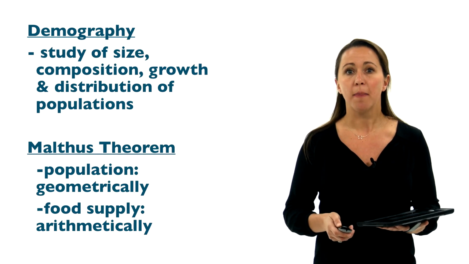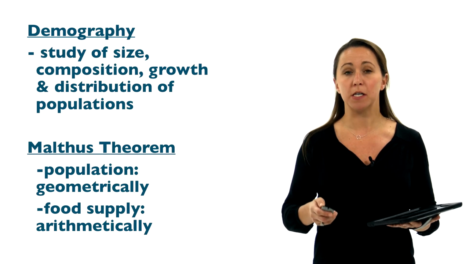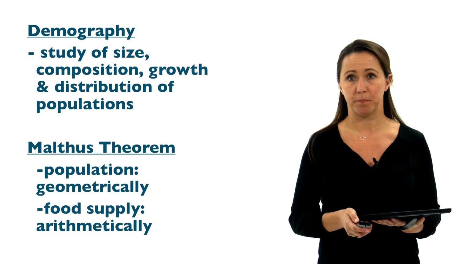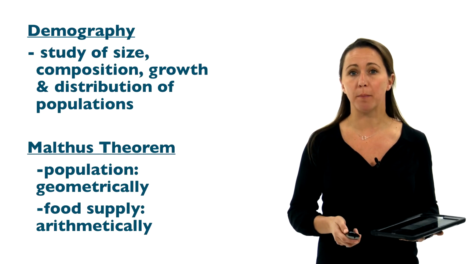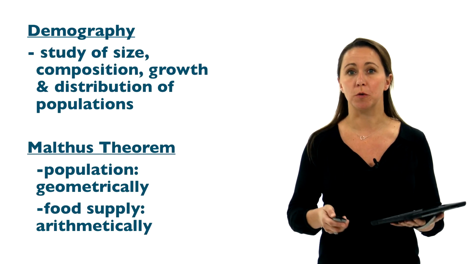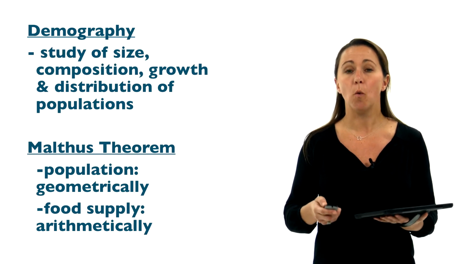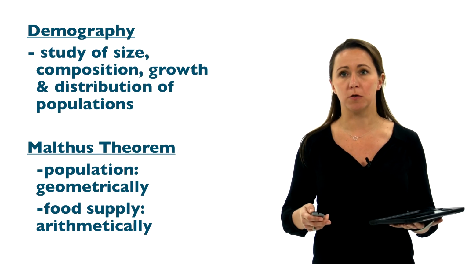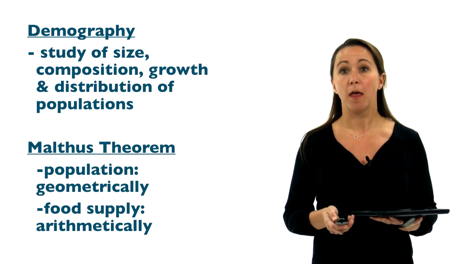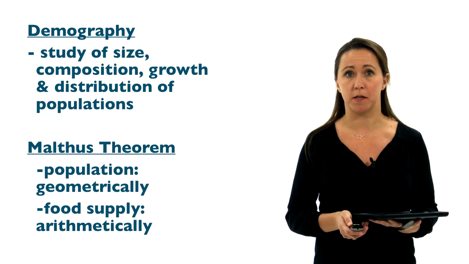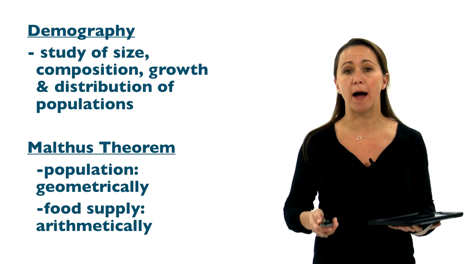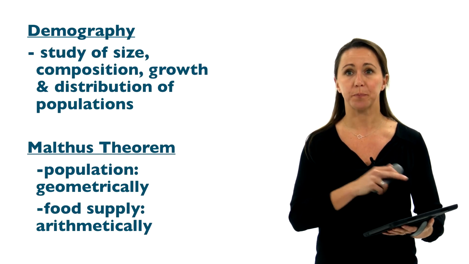He argued that our population is growing much, much faster than our food supply. So he basically argued that our population is going to grow from 2 to 4 to 6 to 8, while our food supply is only increasing from 1 to 2 to 3 to 4. Therefore, according to the Malthus theorem, if births go unchecked, our population is going to outstrip our food supply.